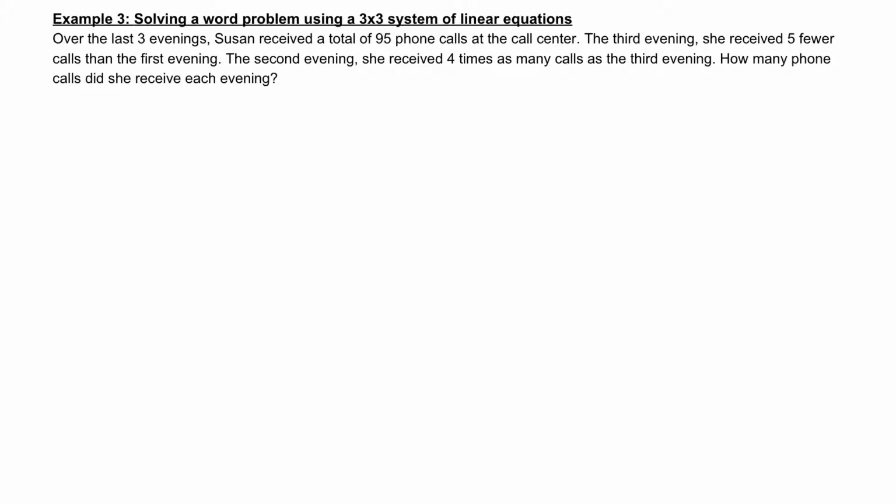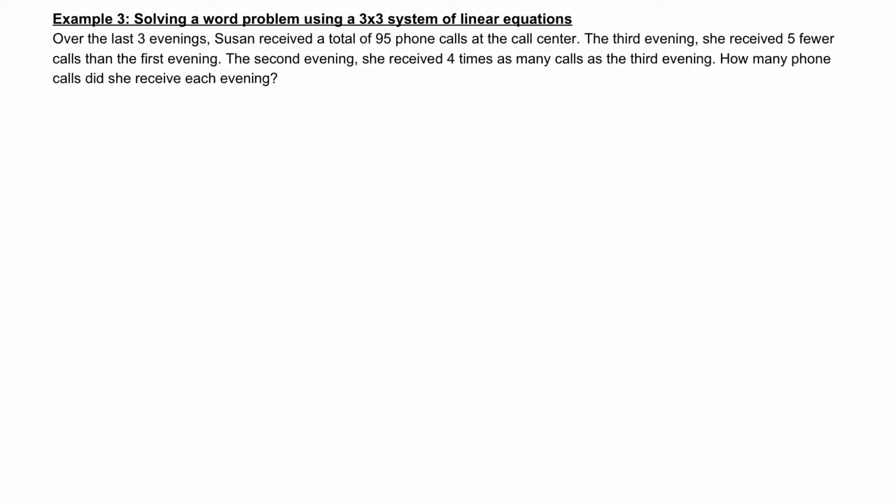In example 3, we're going to be solving a word problem using 3x3 systems. It says, over the last 3 evenings, Susan received a total of 95 phone calls at the call center. The third evening, she received 5 fewer calls than the first evening. The second evening, she received 4 times as many calls as the third evening. How many phone calls did she receive each evening?